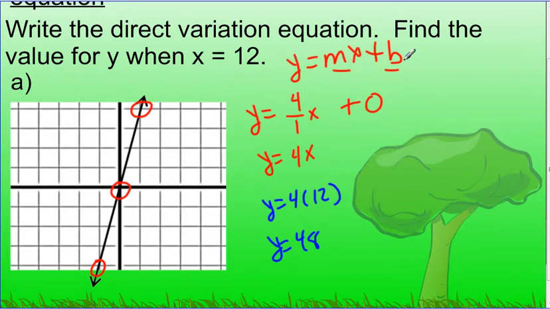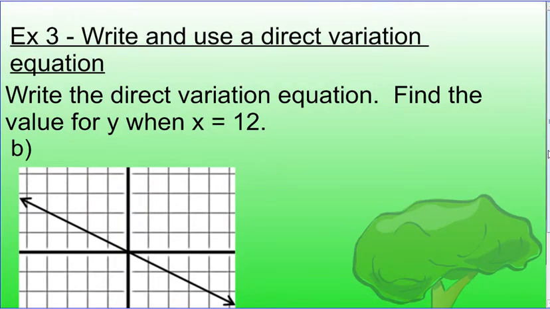So we want it like this. We know the intercept is 0. The slope, we can count from our picture. We find the change in y, it's the top number. The change in x is the bottom number. Simplify if need be. That's your equation. And then it said plug in 12 for x. We did. We got the math. We're good. Letter B. Same deal.